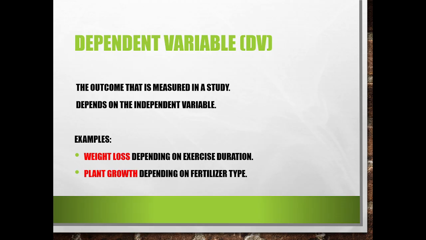The second example, I said fertilizer type's effects on plant growth. Plant growth is the dependent variable because the fertilizer that will be applied will determine if the plant will grow well or if the plant will not grow well.